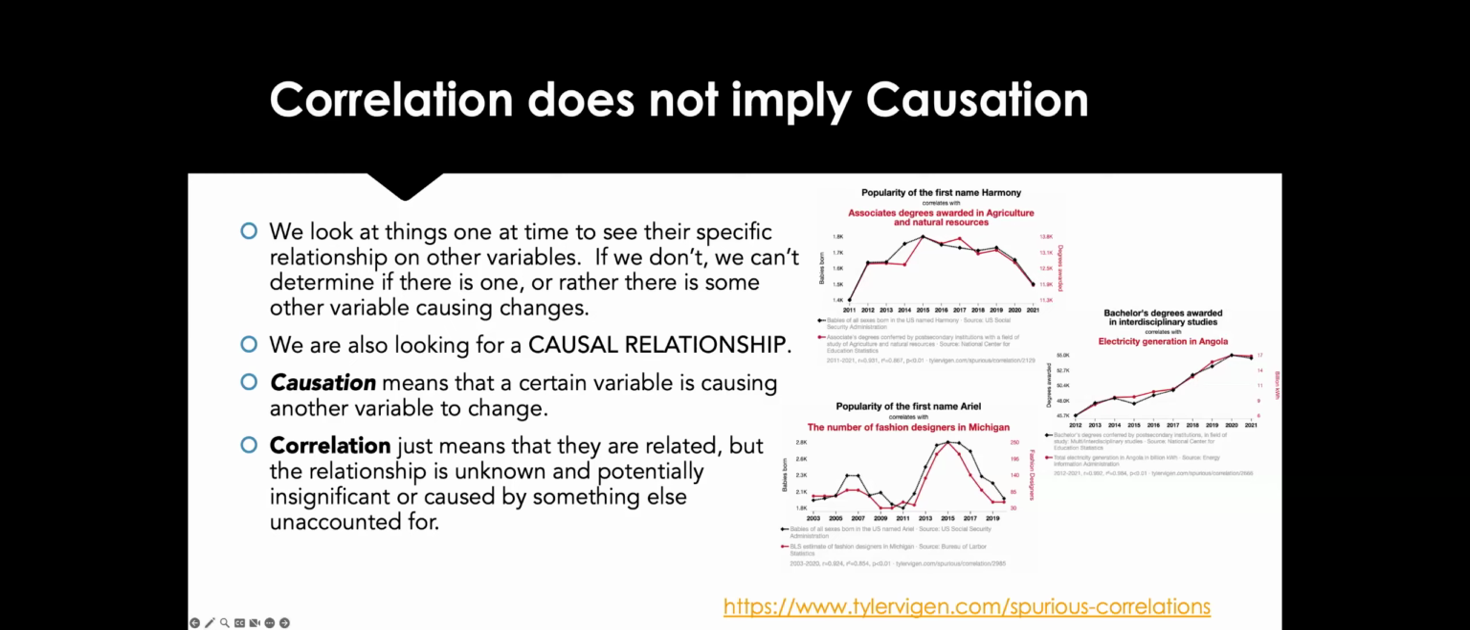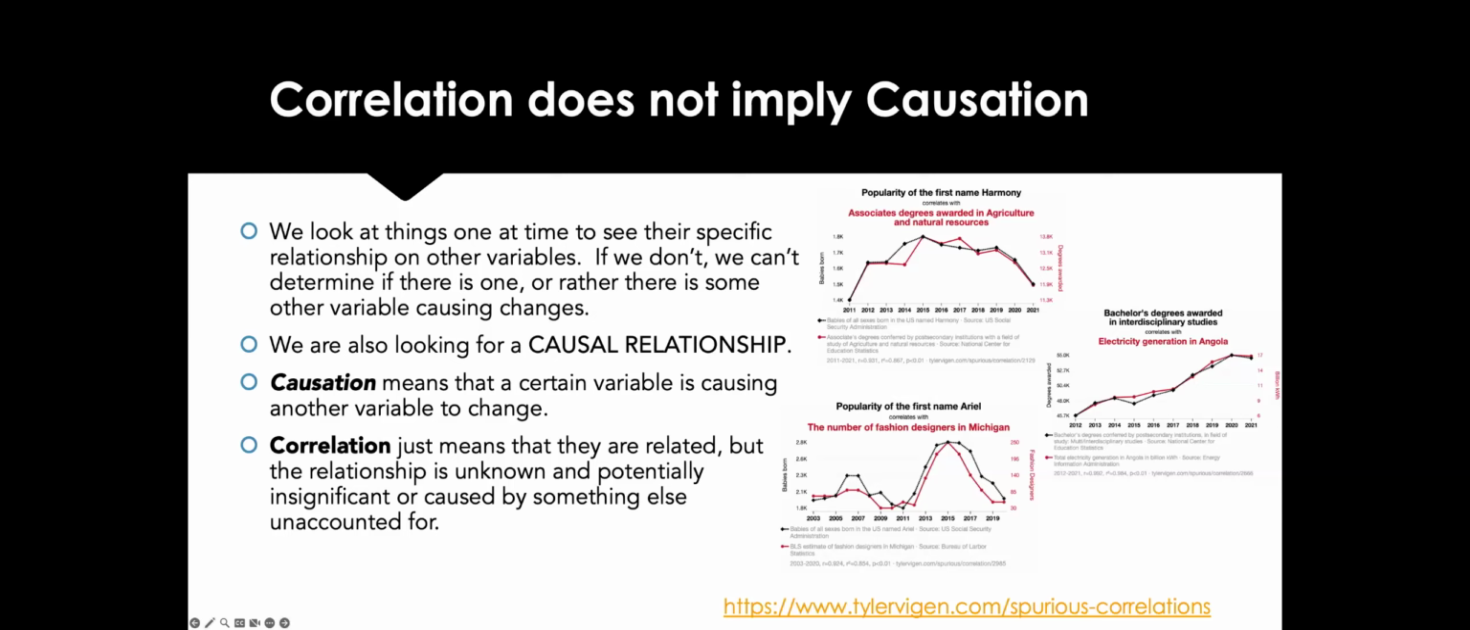But he's really popular kind of in the math and stats and science space because he creates what are known as spurious correlations. They're basically graphs that look like things are trending together, but what it's measuring are things that would never be considered related. So the first name popularity of Harmony and Associates awarded in agricultural and natural resources looks like it trends pretty closely over the last 15 years, but I don't think that one's causing the other. I don't think that because we named a bunch of people Harmony that everyone's going to school for natural resources.